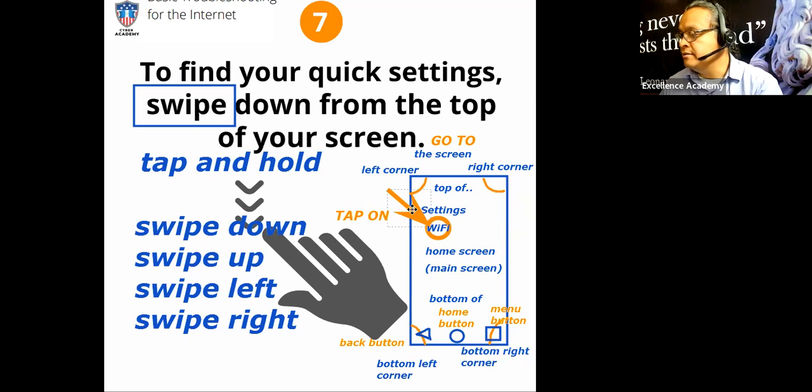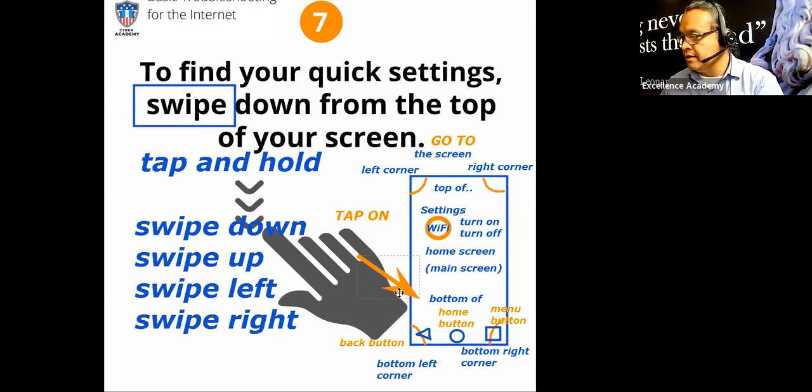Tap on to turn on. Tap on to turn off. You understand? Turn on, turn off. So you're going to say, Mr. Customer, please tap on the Wi-Fi icon to turn on Wi-Fi. Turn off Wi-Fi, for example, tap on the Wi-Fi icon, depending if it's on or off, okay?